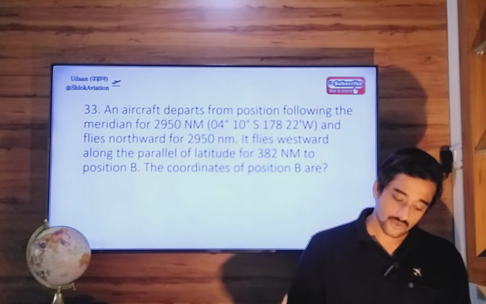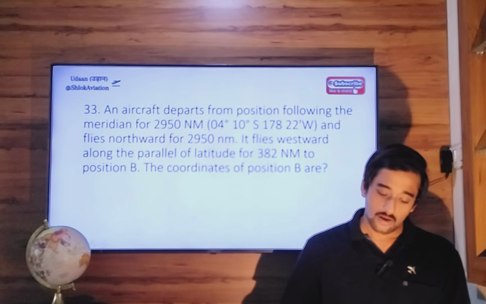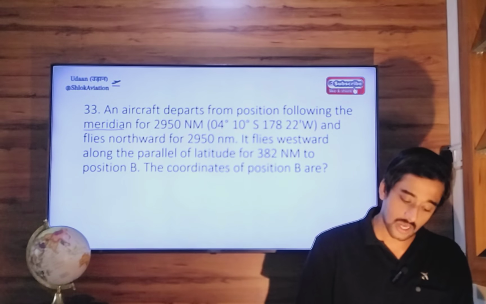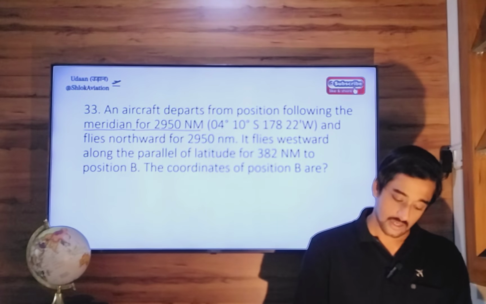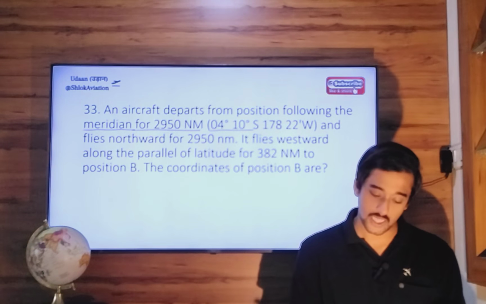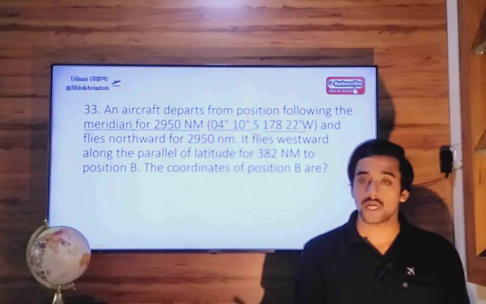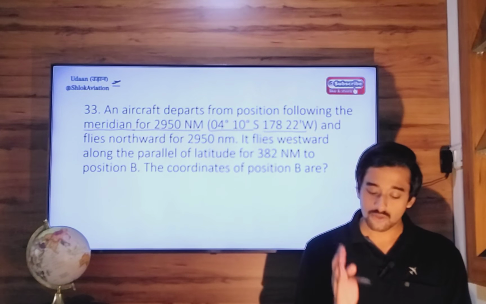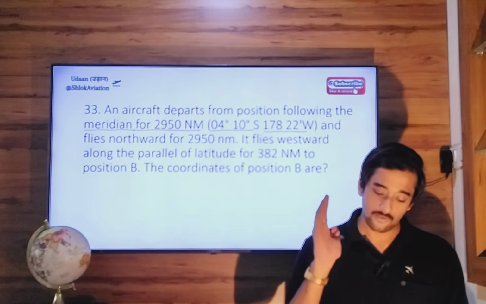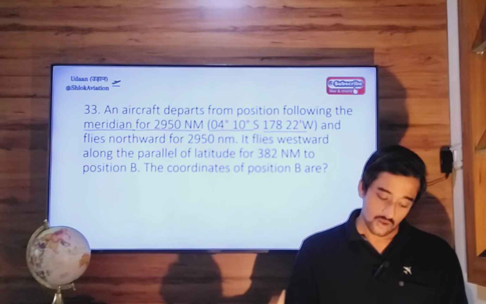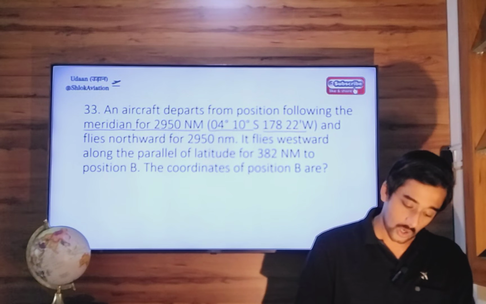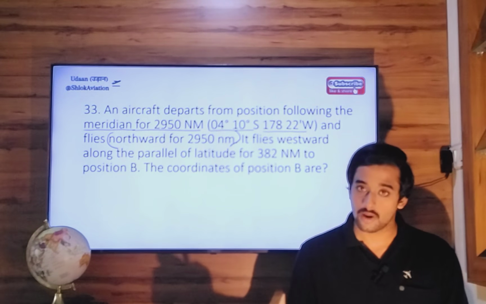Next, an aircraft departs from a particular position along the meridian for 2950 miles. The position of the aircraft is 4 degrees 10 minutes south, 178 degrees 22 minutes west. On this particular longitude, 178 degrees 22 minutes west, the aircraft flies for 2950 nautical miles northwards.